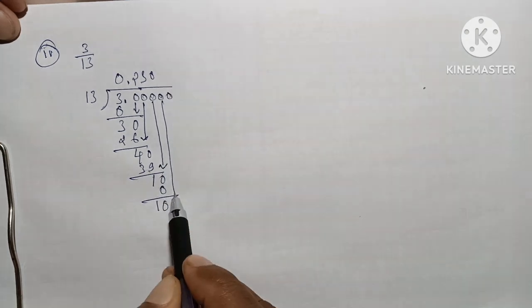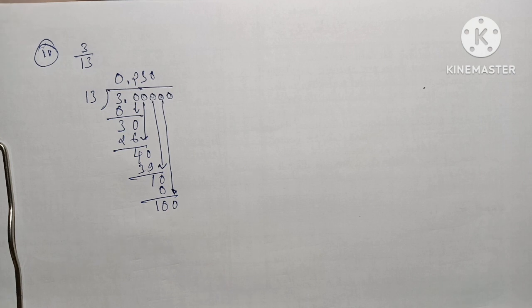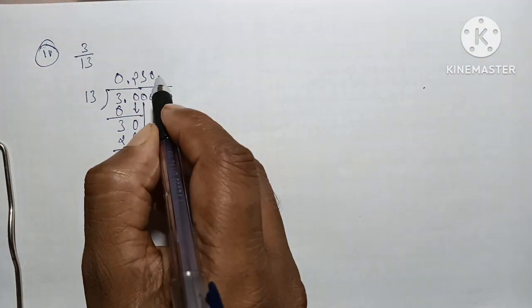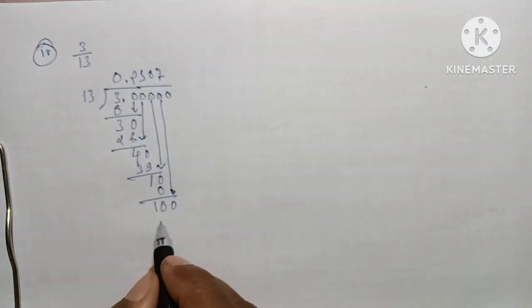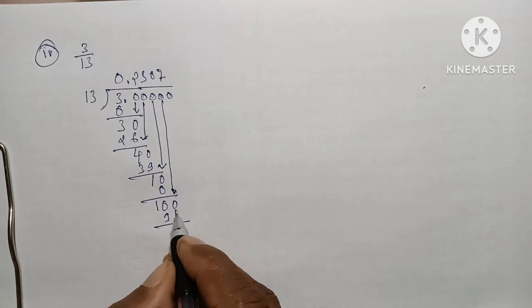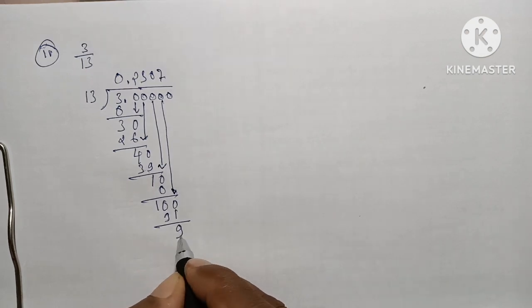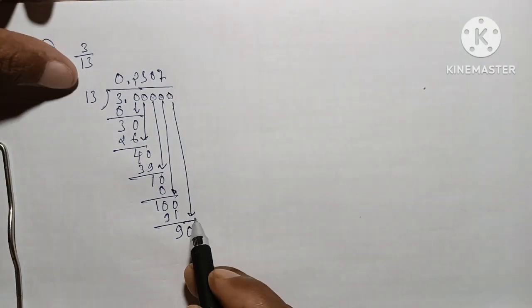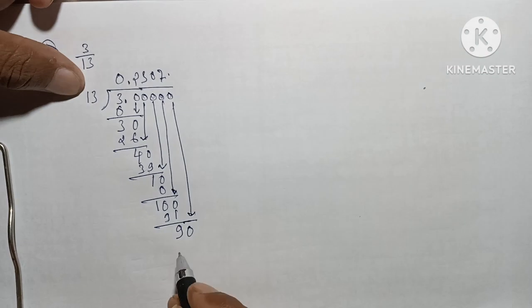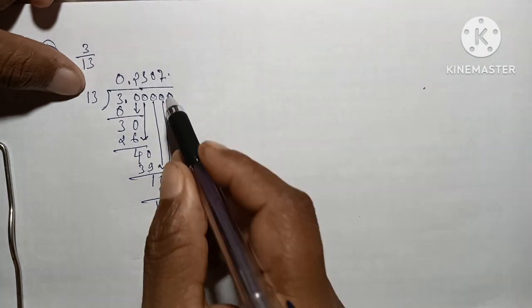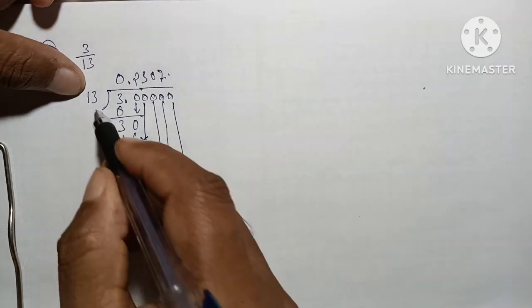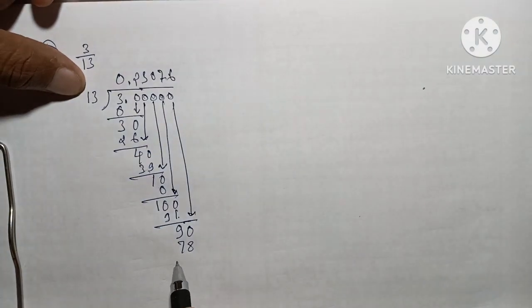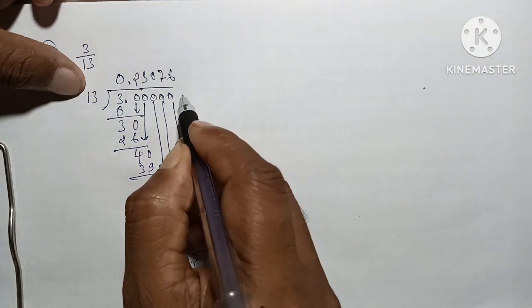Now bring down 0, then 100, then 13 7s are 91, then your 9. Now this one 0, your 90. 13 6s are 78, you give. 13 7s are 91, it is more than 90. 13 6s are 78. Now 10 minus 8 is 2, then 8 minus 7 is 1, then 1 more 0.